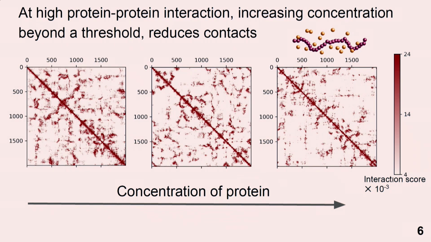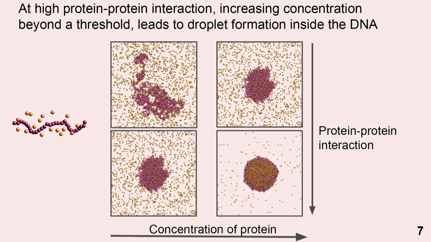But if I go to the high protein-protein interaction limit and increase the concentration, something different happens here. The contact intensity goes down. If you look at the leftmost and rightmost pictures, the contacts are extremely low here. The reason we think this is happening is that if you increase the protein-protein interaction too much, the proteins like each other a lot and not the DNA. So these are some of the configurations you can get from these simulations.